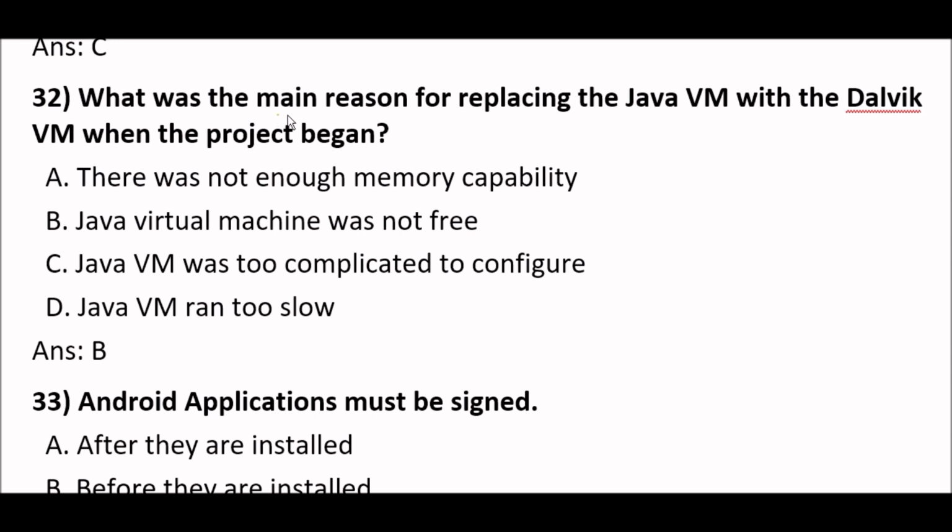What was the main reason for replacing the Java VM, meaning Java virtual machine, with the Dalvik virtual machine when the project began? Option A. There was not enough memory capability. Option B. Java virtual machine was not free. Option C. Java virtual machine was too complicated to configure. Option D. Java virtual machine ran too slowly. Right answer here is option B. Java virtual machine was not free.